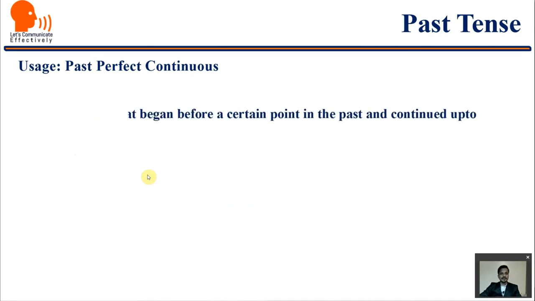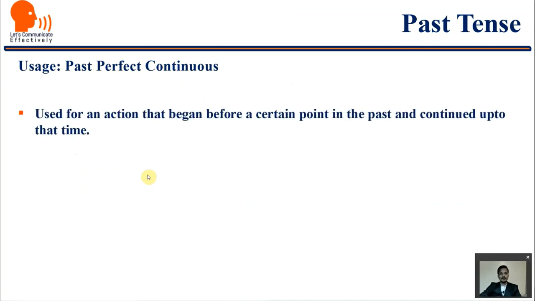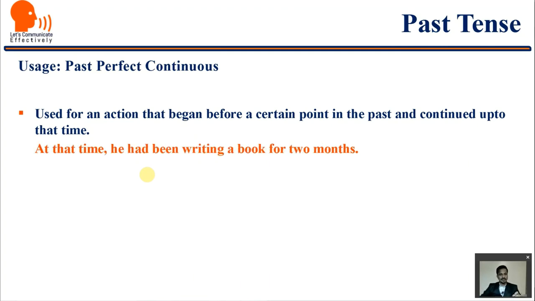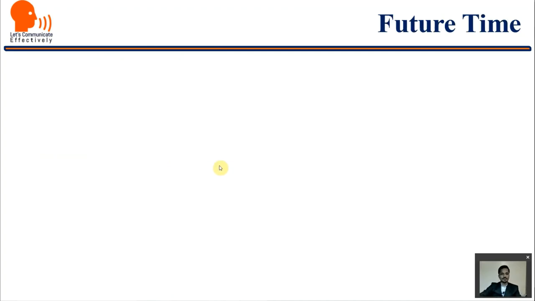Now past perfect continuous. It is used for an action that began before a certain point in the past and continued up to that particular time in the past itself. Let us see with an example. At that time, he had been writing a book for 2 months. So we are referring somewhere in the past. Let us say I met him in February, and at that time he had been writing a book for 2 months. So the writing of the book began before a certain point of time, and when I met him, he was still writing. So he had been writing the book.